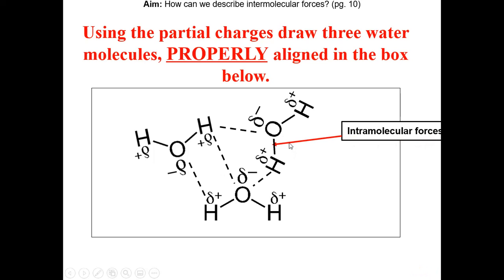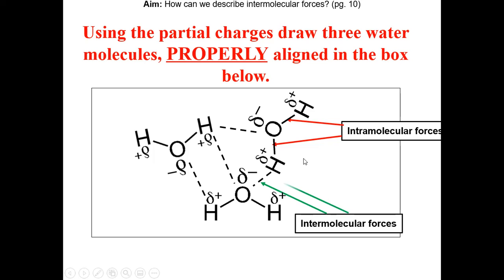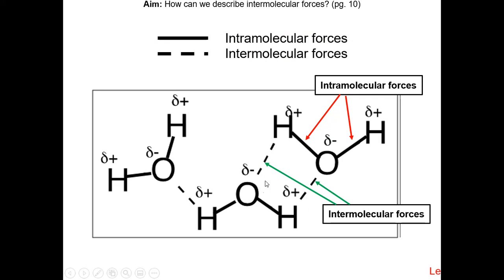Intramolecular forces are the covalent bonds in the diagram. They are the dark bold lines. The dashed lines represent the intermolecular forces. Keep in mind the dashed lines are used to represent intermolecular forces, and the dark lines are used to represent intramolecular forces.